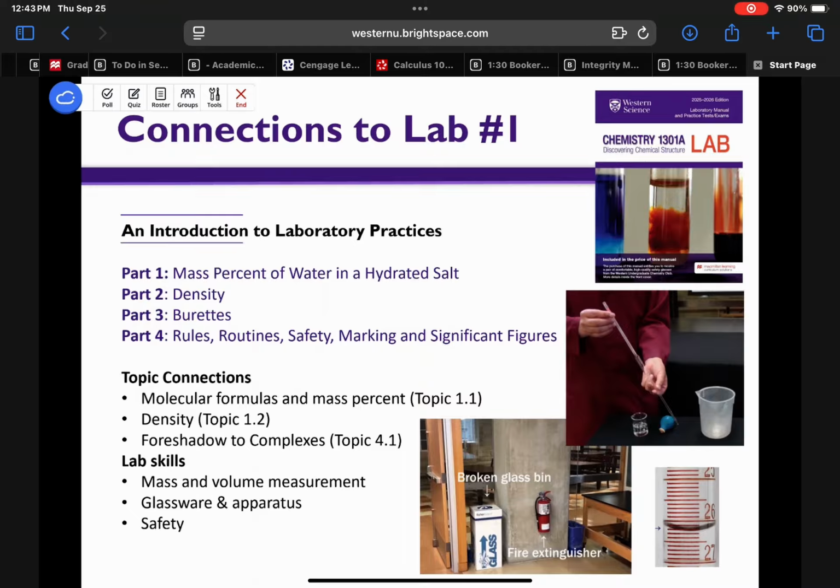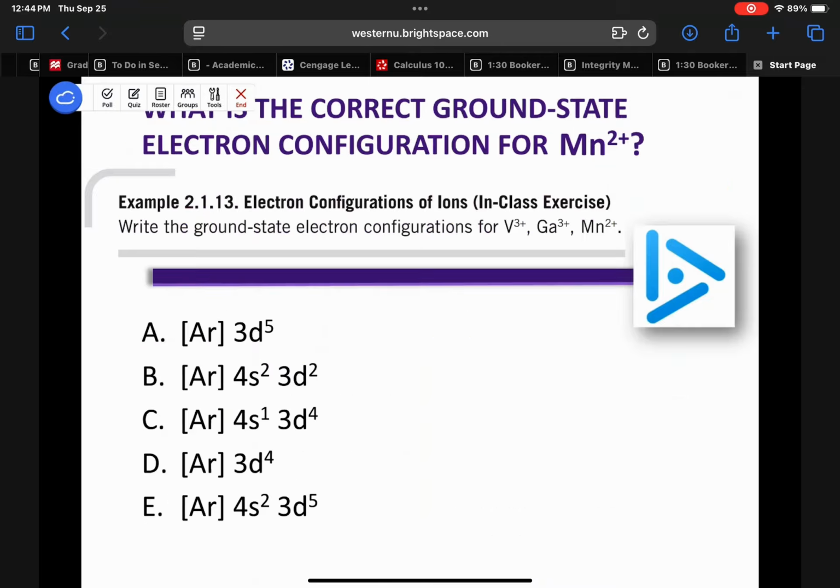You get to explore density and complexes and mass percent, learn how to use some of the glassware, have a tour of the lab and figure out where all of the important instruments and safety materials are. So this is a great lab to get oriented to the lab, and I'm sure you will enjoy it.